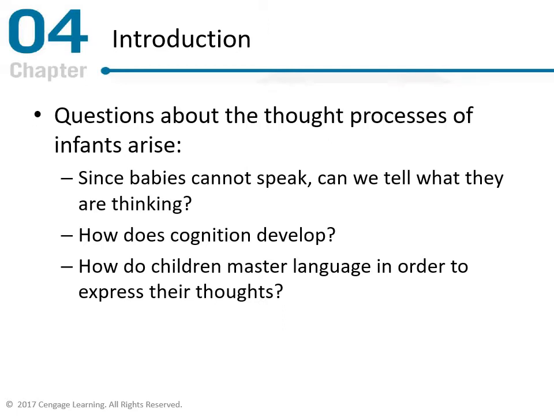Let's begin this chapter with some questions about the thought process of infants. Since babies cannot speak, can we tell what they are thinking? How does cognition develop? How do children master language in order to express their thoughts? It's pretty amazing that when you look at a baby, they have no communication, right? Except for crying. And then to what we are as an adult. How did we get there? Where did it all start and how did it all begin?